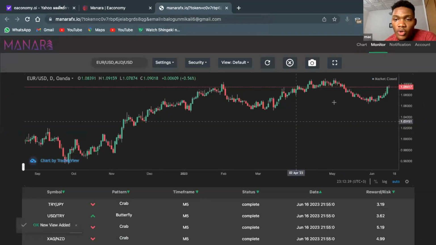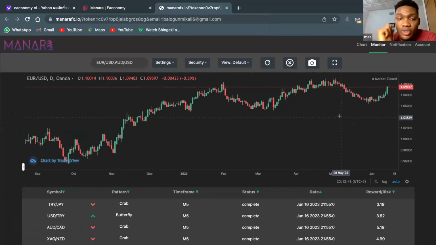When you come to monitor, right? Don't use Safari to log into Manara. Stop using it if you are using it. If you use it, it will always log you out. So don't use it. Use Google Chrome. And that's what I use now.